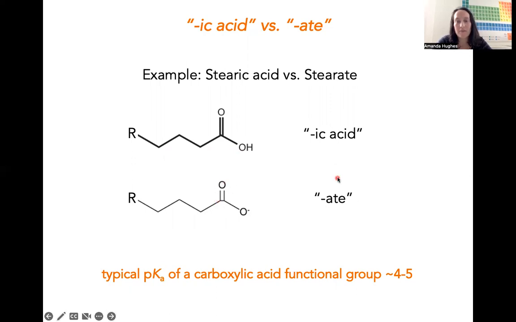So this is just general nomenclature of things. Typically, the pKa of a carboxylic acid is going to be around 4 to 5. And so all of these fatty acids at physiological pH of 7, they will be in the deprotonated form, which is why mostly in your books you see them all being referred to with the "ate" endings, like stearate, palmitate, arachidate, things like that.